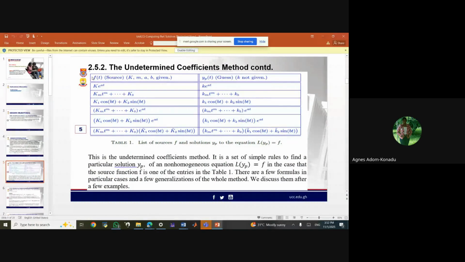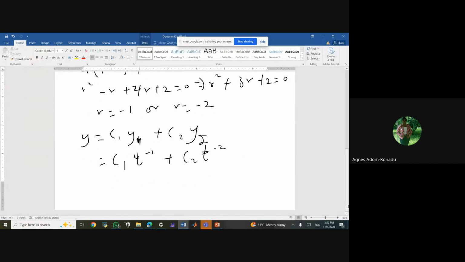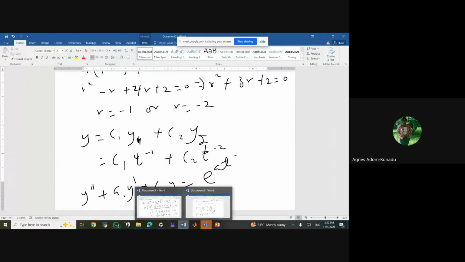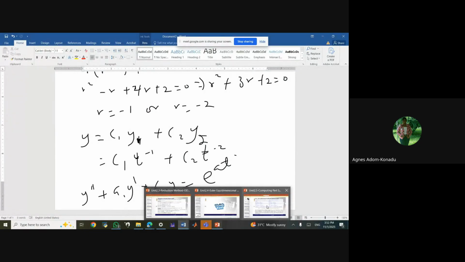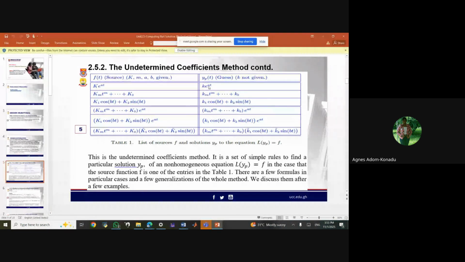Okay, so let's continue. As I said, you look at the right-hand side. If the right-hand side is an exponential function, it is k e to the power at. So what I'm trying to say is, if the equation is written as y'' plus a1 y' plus a0 y is equal to e to the power at, and this side is an exponential function, then your guess function is k e to the power at. This is your guess function. The solution y_p will be this.